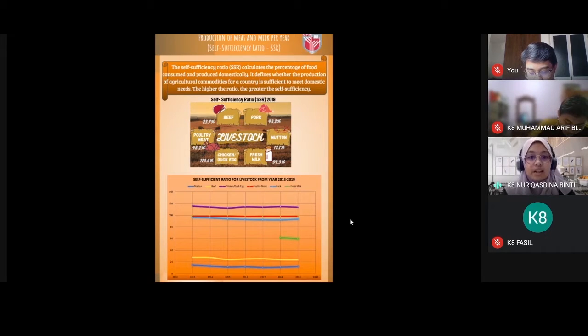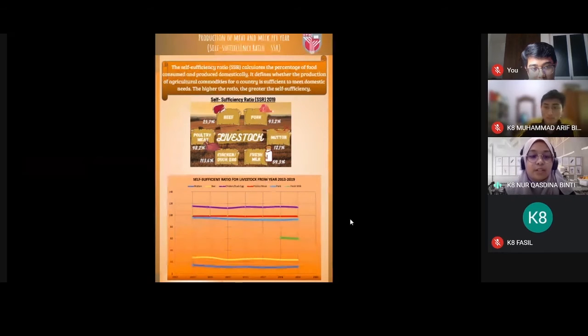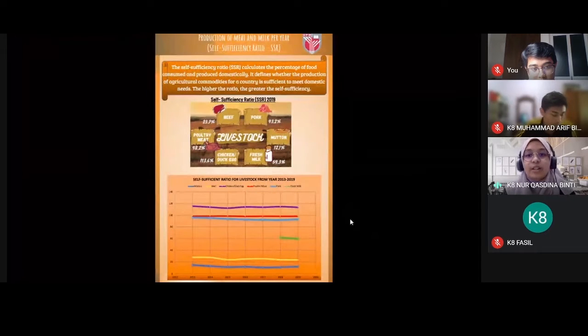The SSR helps the farmers and the people who work in the agricultural industry to estimate the food production to meet the market demand. You can refer to the Department of Statistics Malaysia website to see more examples of agricultural commodities besides livestock. Next, my friend will continue to explain in detail the SSR of livestock in Malaysia for meat and milk.